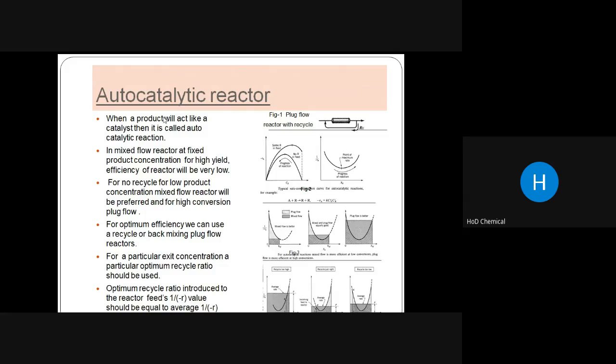So for this purpose, in an autocatalytic reactor, it doesn't happen with recycle. It has a low recycle ratio, and the product concentration is minimal. So for these reasons, in an autocatalytic reaction we mainly have to focus on optimizing the recycle ratio.